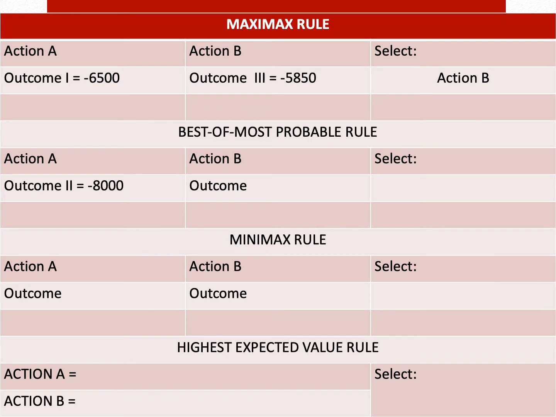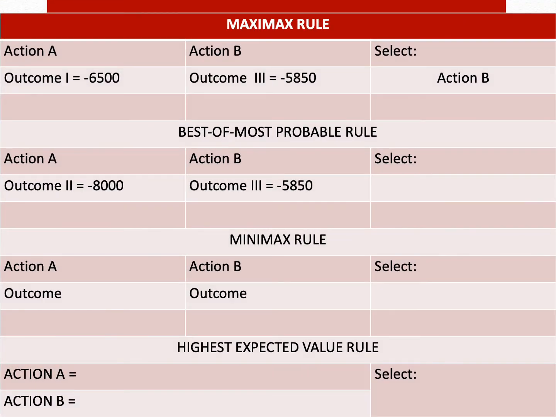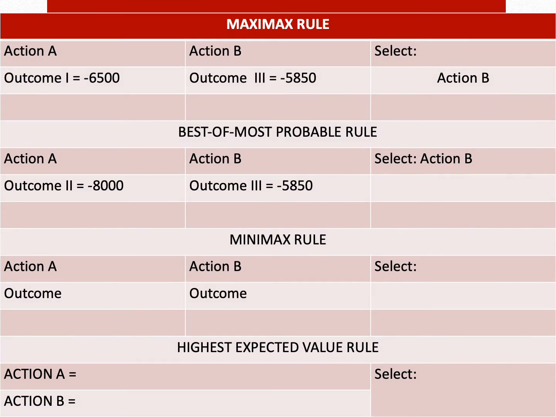So next, we'll look at the best of most probable rule, where we pick the option with the highest probability. So we would choose outcome 2 under action A because the probability of this occurring is 70%. For action B, we would choose outcome 3 again because its probability is 80%. We then choose which of the two has the highest utility. For this, it is again action B.